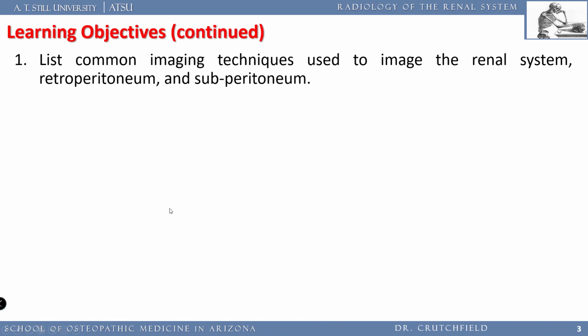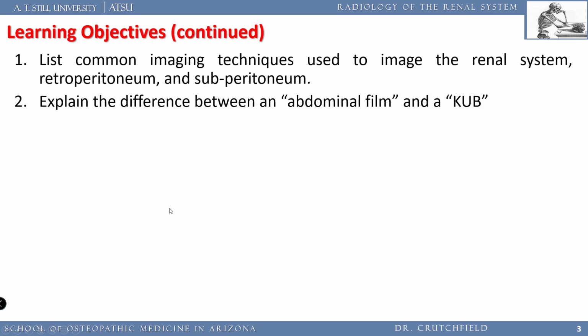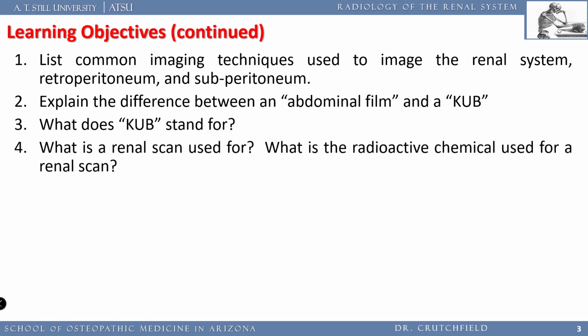Continuing, so I want you to list some of these common imaging techniques to be able to know what they are, what they look like, and how you'd use them. Tell me the difference between a KUB and an abdominal film. What does KUB stand for? Well, you know from H&H it stood for kidneys, ureters, and bladder. And there's a difference between just an abdominal film and a KUB.